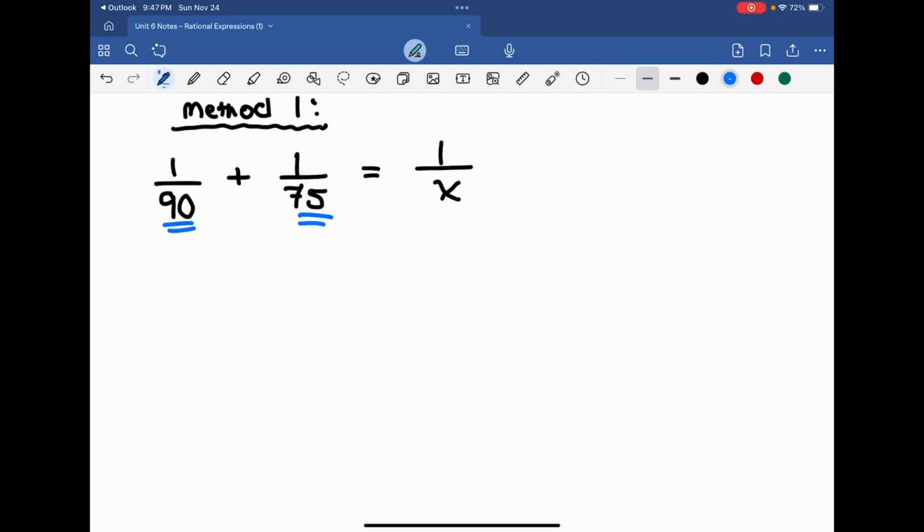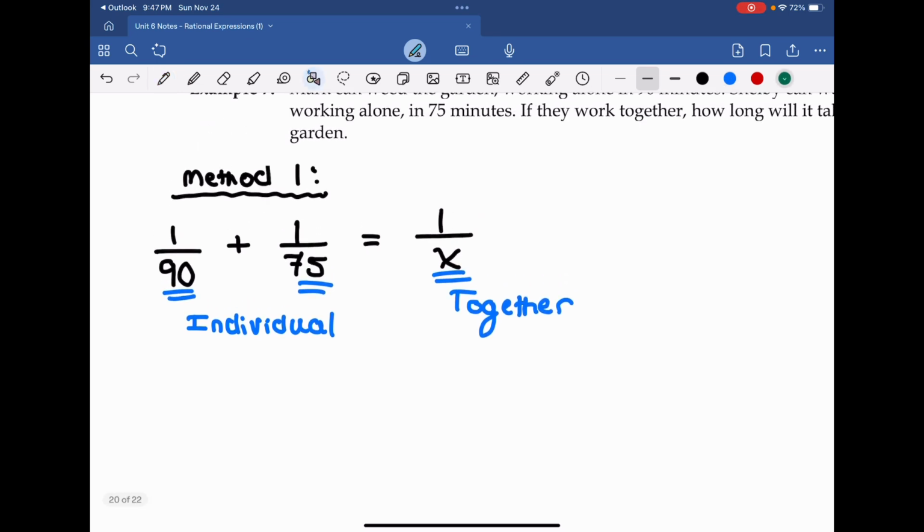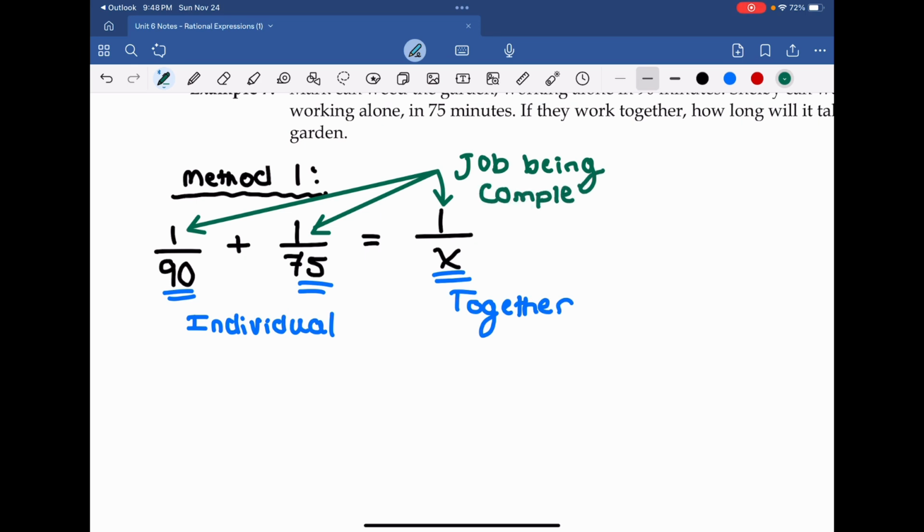And so I'm just going to annotate all that in here. This one and this one, these are considered to be the individual efforts. Over on the right-hand side, this is considered to be the together effort. And then on the numerators, this is a job being completed. So I'm just going to arrow this way and connect a bunch of arrows in here. This is the job being completed. Perfect.